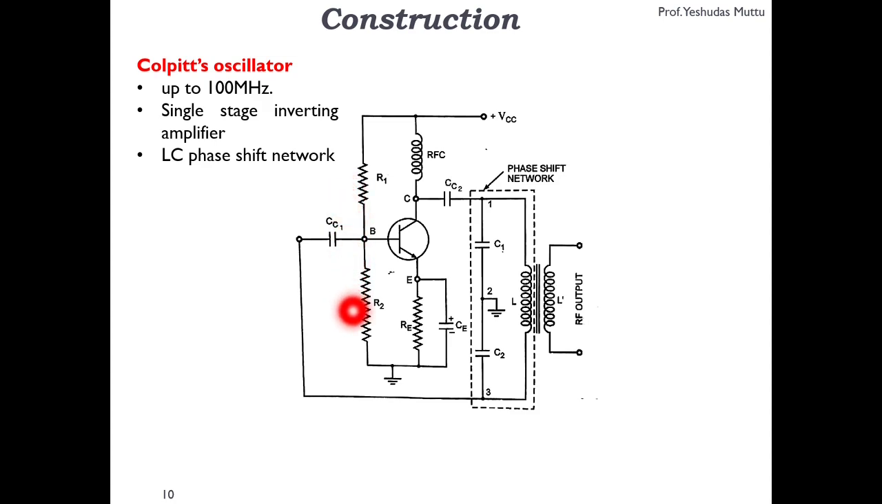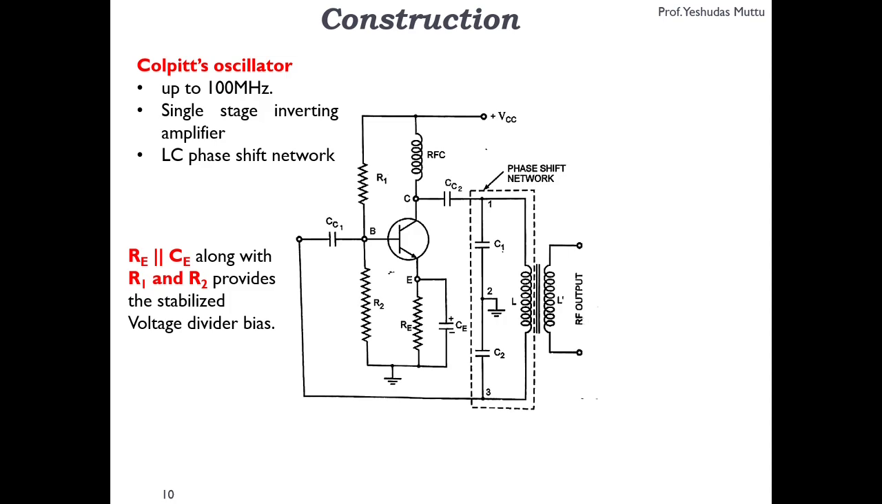Here there is R1 and here there is R2, and there is RE in parallel with CE. What does this all together form? This R1 and R2 will definitely act like a voltage divider, and RE and CE, we have studied in EDC1, provide stability to the transistor. So that is the work of these particular components. Construction meaning you are supposed to explain each and every component, what it does basically.